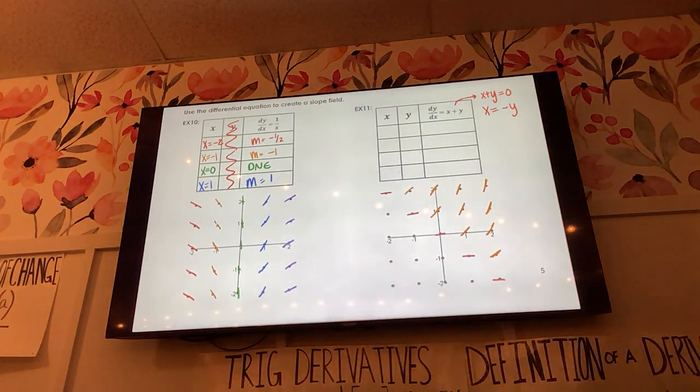Once again, it doesn't have to be perfect. Make sure you don't contradict yourself, but that mainly comes into effect with zeros, undefineds, negatives, positives.